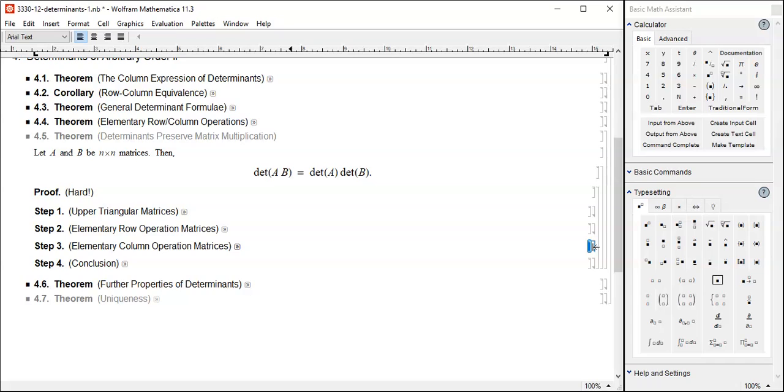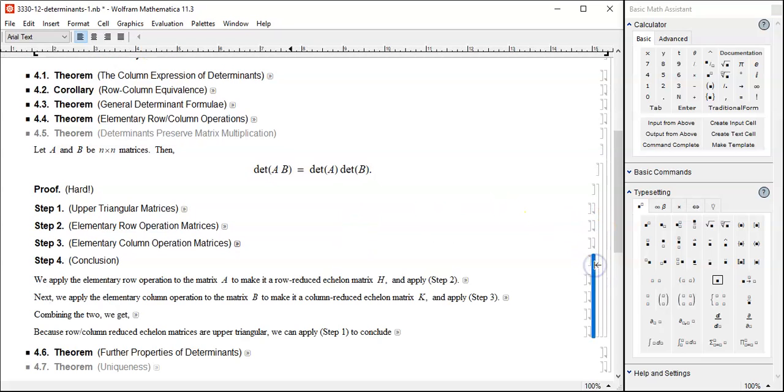Alright, so we are done with steps 1, 2, and 3. So we proved this multiplicative property for upper triangular matrices, in particular row reduced or column reduced echelon matrices. And then elementary operations, we are done.